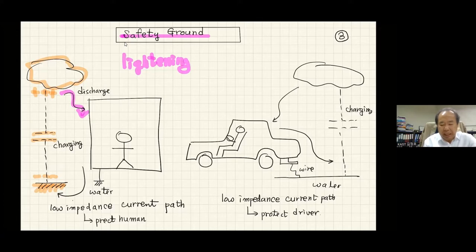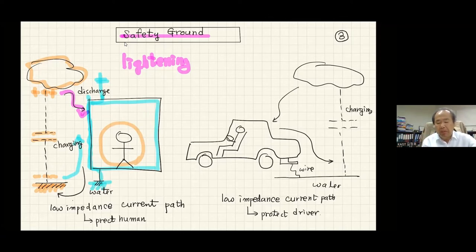If that is hitting our building, let's assume this is our building, we have to make a certain low impedance path connection. We have a lightning pin, and that could be connected through a low impedance wire to the earth ground. Then this lightning current will go through these wires. So if we are sitting inside the building, current will not go through our body, and it will go through the outside of the building. Because of that, humans can be safe. This is one example of a safety ground.